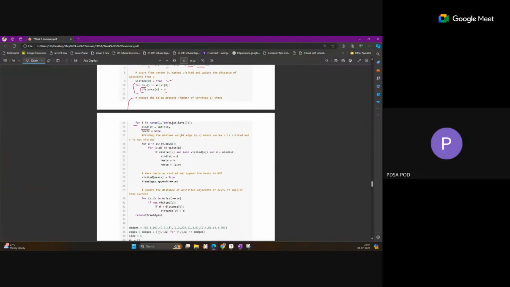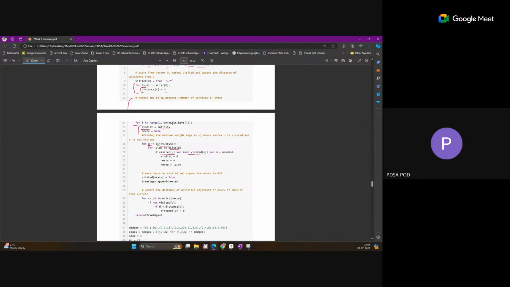We set the min distance to infinite initially, and the next vertex v to none. Then we check the min distance again in this loop. We traverse all the keys and repeat this process. For each vertex u, we check the adjacent vertices, and check if u is visited and v is not visited. This is the way we select this u vertex initially.